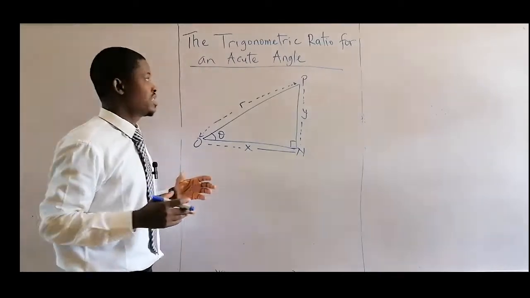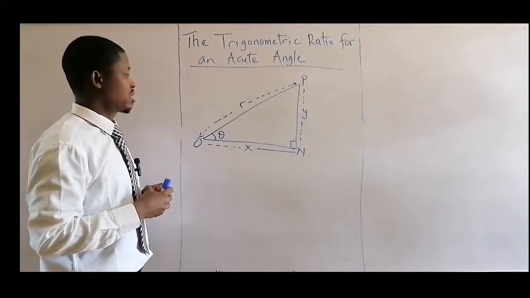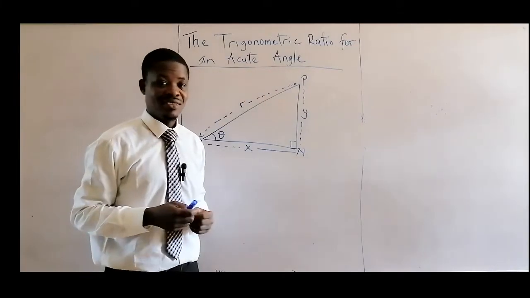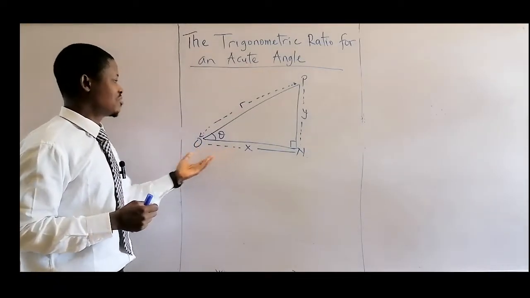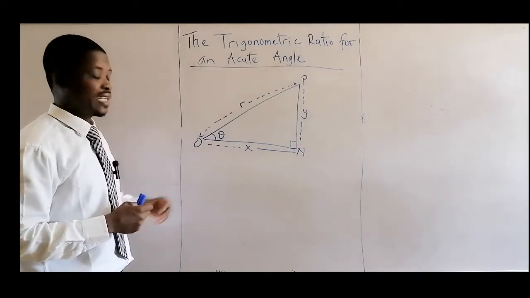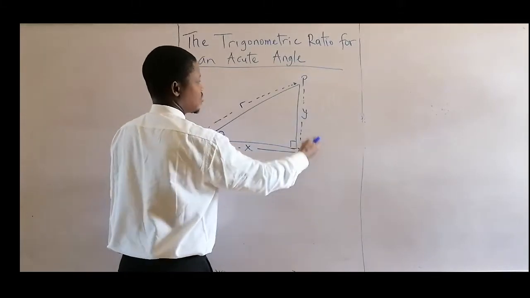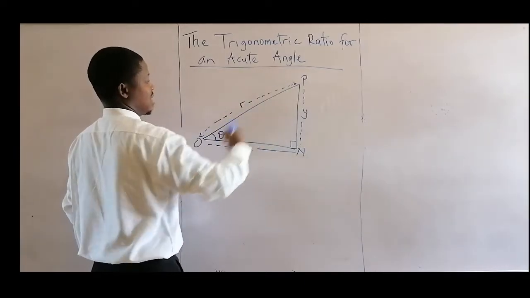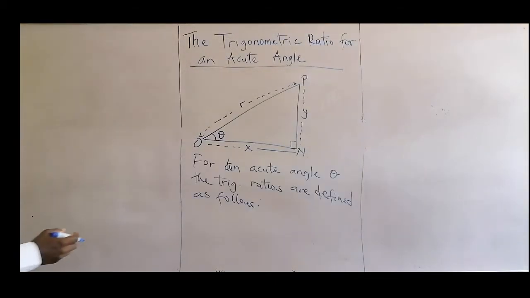The trigonometric ratio for an acute angle. When we are talking about an acute angle, it is an angle less than or equal to 90 degrees. Then we have this right angle triangle to explain the trig ratios further. The horizontal side we call x, the vertical side we call y, and this one we call r.